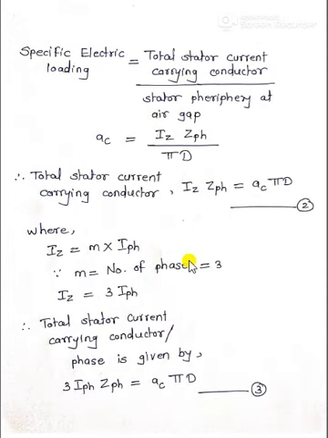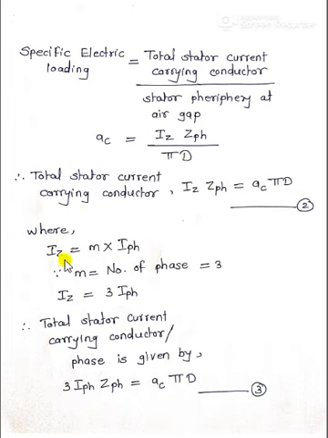Now next, specific electric loading. Specific electric loading is equal to total stator current carrying conductors divided by stator periphery at air gap. The notation for specific electric loading is AC. AC is equal to total stator current carrying conductors, that is IZ into Z phase, upon stator periphery at air gap, which is pi into D. So this total stator current carrying conductors, IZ into Z phase, is equal to AC into pi D. Call this equation number 2.